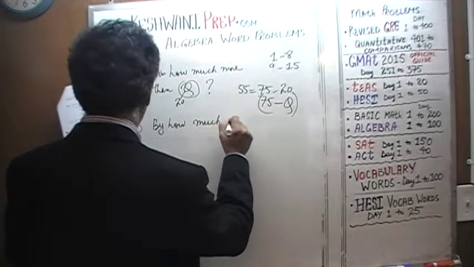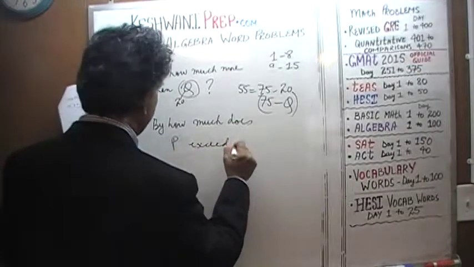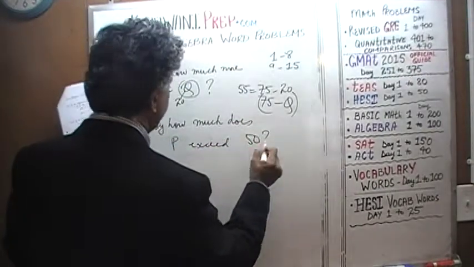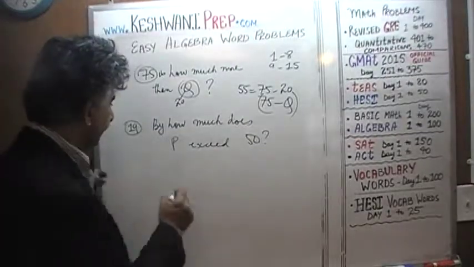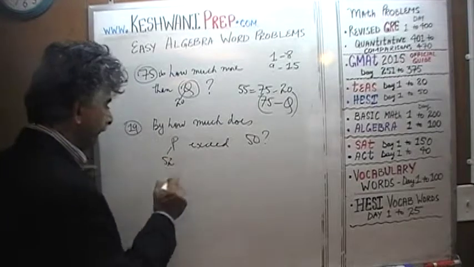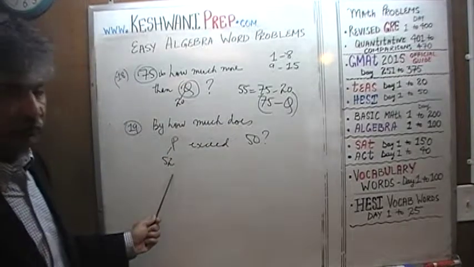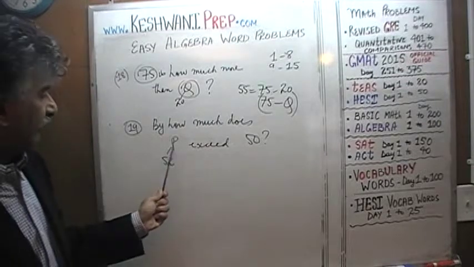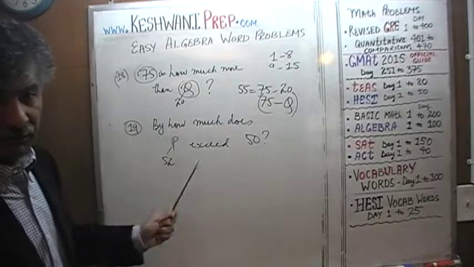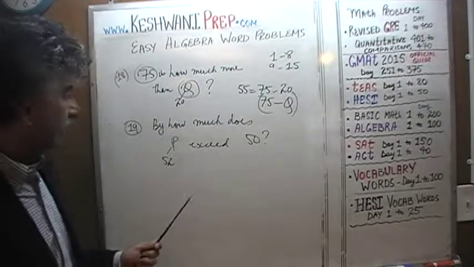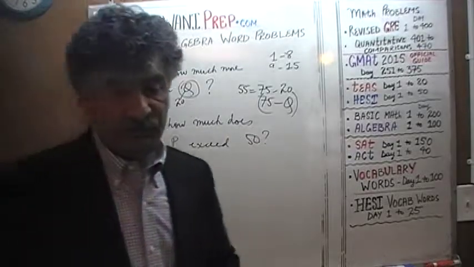By how much does P exceed 50? Again, put in something here. How about 52? By how much does 52 exceed 50? Of course, it makes sense to plug in something more than 50 because they're asking us by how much it exceeds. If you plug in something less than 50, you're going to end up with a negative quantity. You don't want to deal with that. By how much does 52 exceed 50? Well, 52 exceeds 50 by 2.